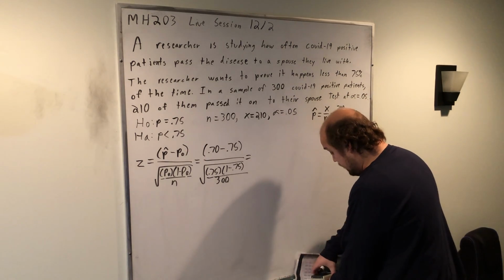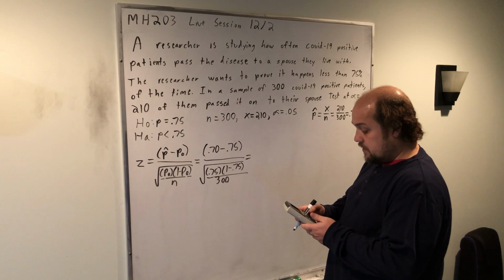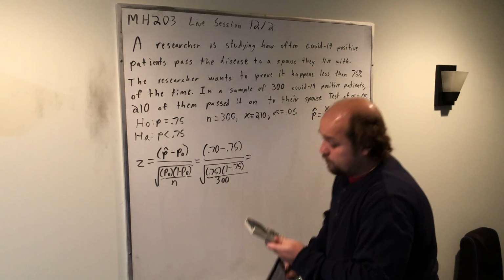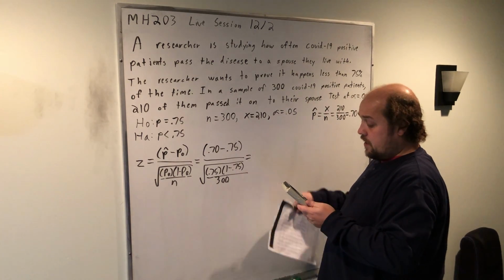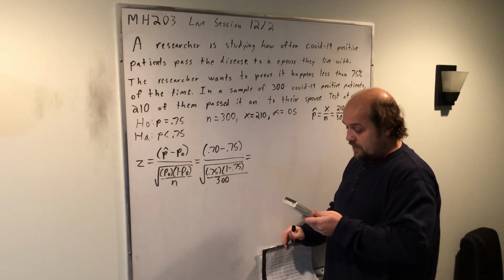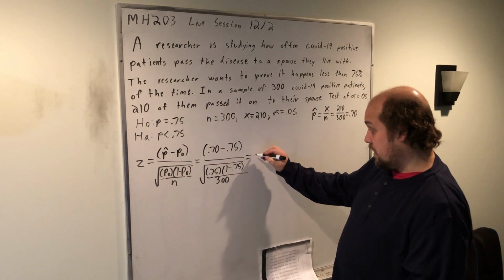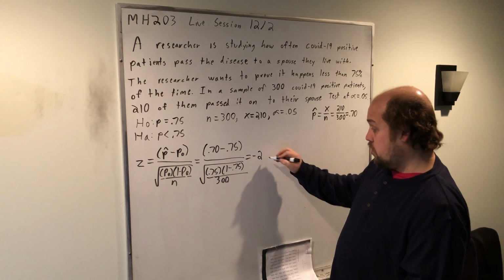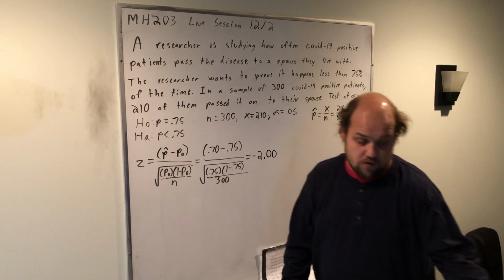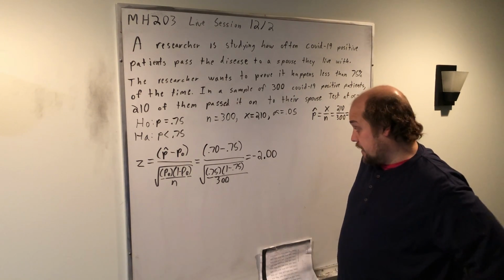That said, if I do put this in properly, I should put into my calculator parentheses 0.70 minus 0.75 end parentheses divided by parentheses the root of parentheses 0.75 times parentheses 1 minus 0.75 end parentheses divided by 300 end parentheses end parentheses. If I do that all correctly, I should get a z-score of -2, which if we go to 3 decimals, really should be recorded as -2.00. That represents my test statistic for this test of hypothesis.